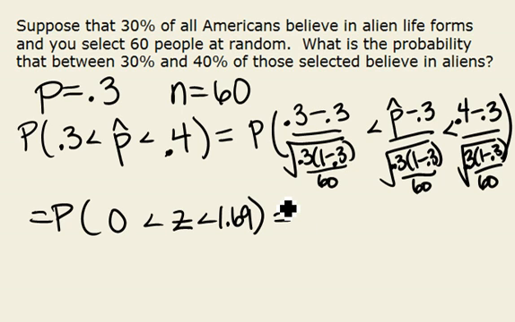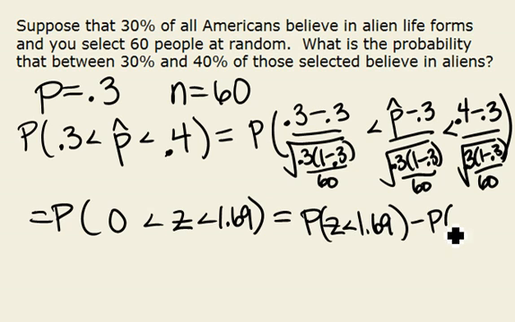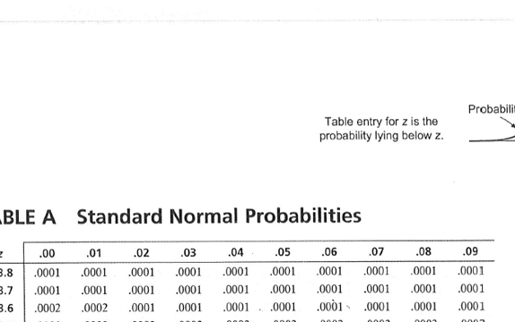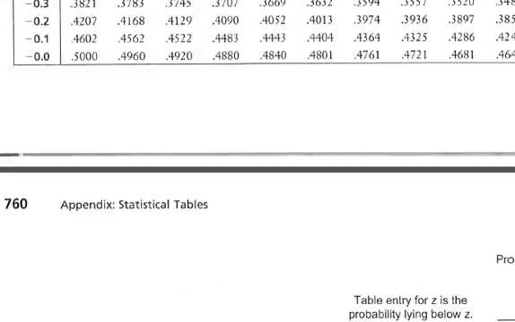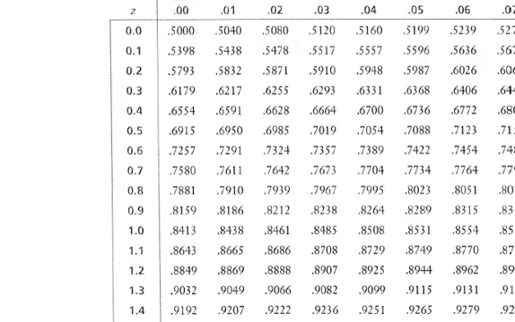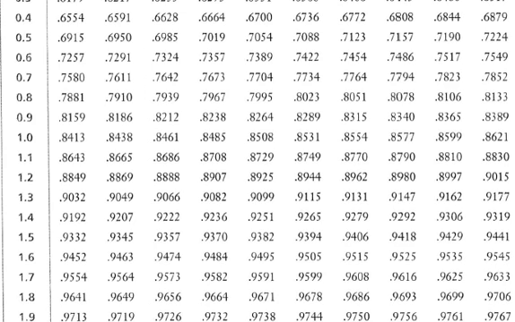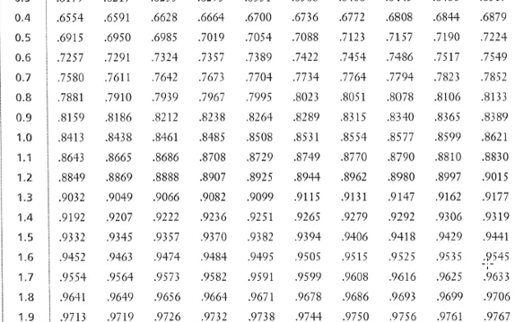So we want to find the probability of being between 0 and 1.69 for a standard normal, which can be found by taking the probability z is less than the larger number minus the probability z is less than the smaller number, which is 0. So we will go look for 1.69 in our table. The 0.09 column is the very last column, so we will look for 1.6 with the very last column. And we get a probability of 0.9545.